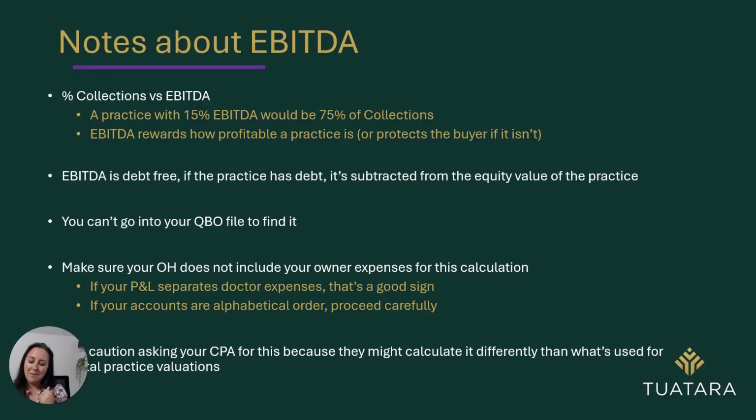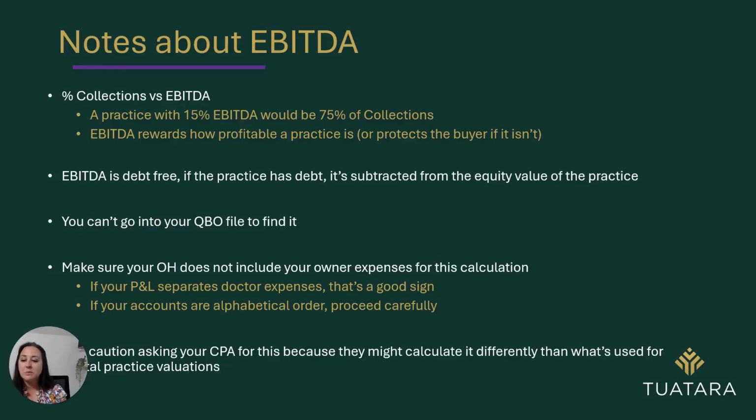Another note, again, my CPA is showing here, but I just have to say it. EBITDA is a calculation that considers the practice to be debt-free. If the practice has debt, many do, for equipment that they've purchased or even potentially the original purchase of the practice, etc., that is subtracted out from that equity value of the practice. Please note, you cannot go into QuickBooks and find your EBITDA number. It doesn't just sit there for you to pull. It's not just a report that you can run. You will have to do this calculation.